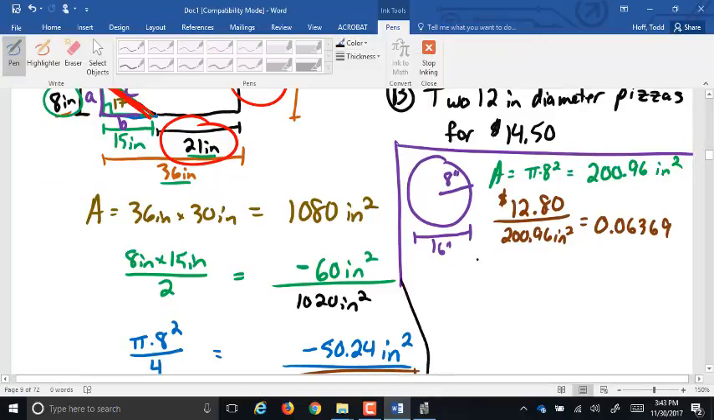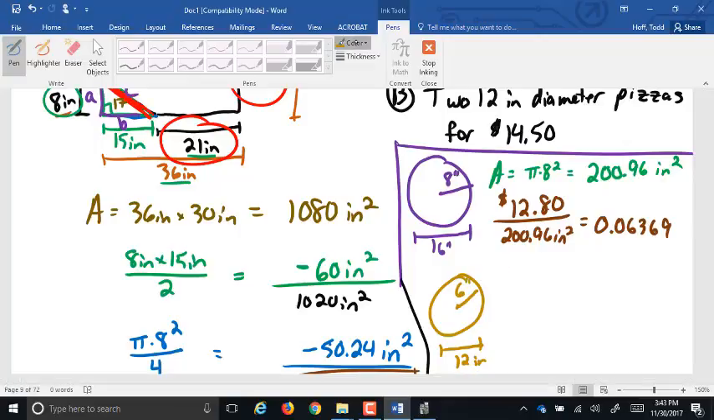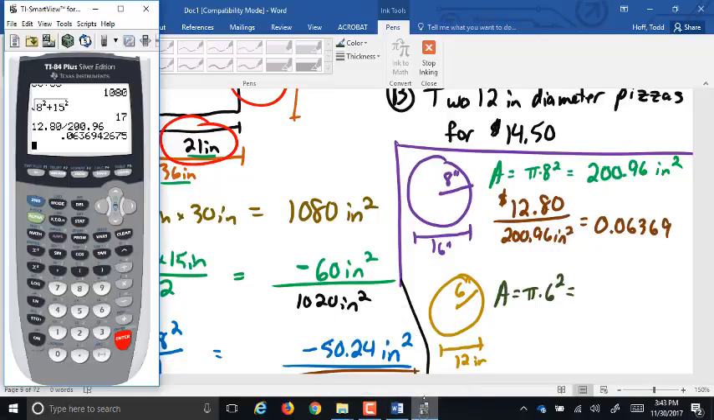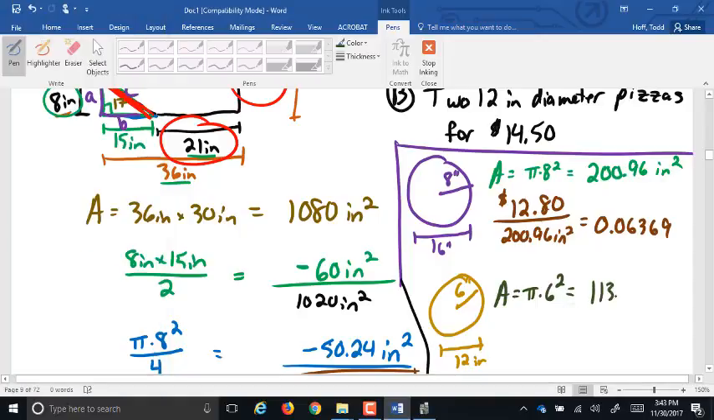For the 12-inch pizzas, those are 12 inches. That means the radius is 6 inches. So that area is pi times 6 squared, or 113.04 square inches. Now there are two of them, so times 2 is 226.08 square inches.